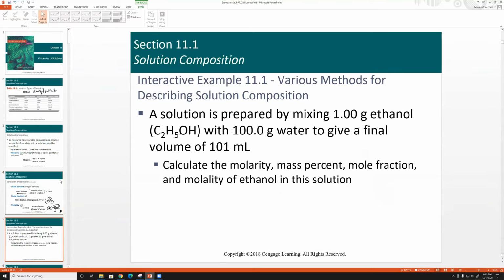Okay, moving forward. So let's do an example. A solution is prepared by mixing 1 gram of ethanol with 100 grams of water to give a final volume of 101 milliliters. Now this one, since you guys have been quiet, there's gonna be a lot of interactive stuff today. So there's gonna be a lot of questions that you'll have to do. You can take a couple minutes and do this one. Calculate the molarity, the mass percent, the mole fraction, and the molality of the ethanol in the solution. I will give you maybe 3 or 4 minutes to do that, and then we'll go over it.